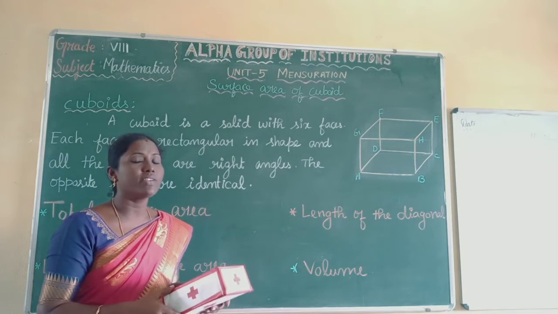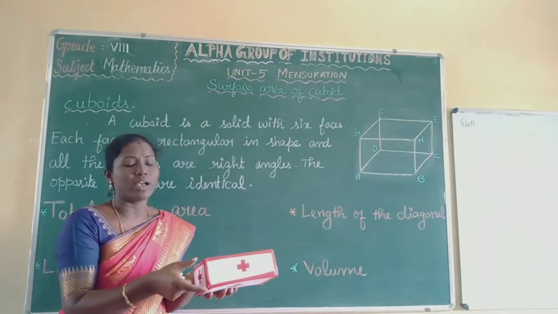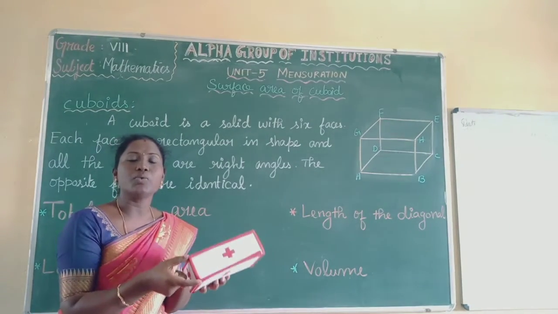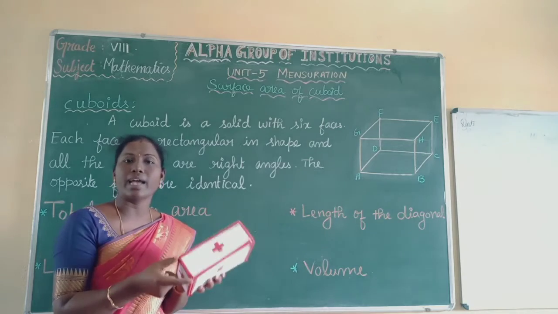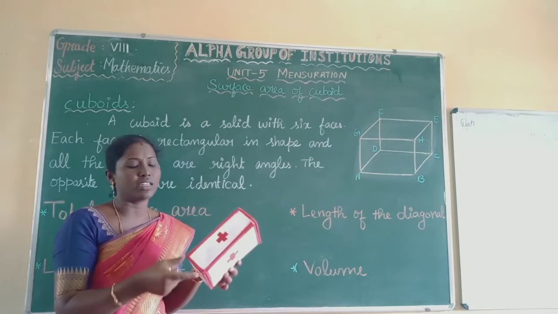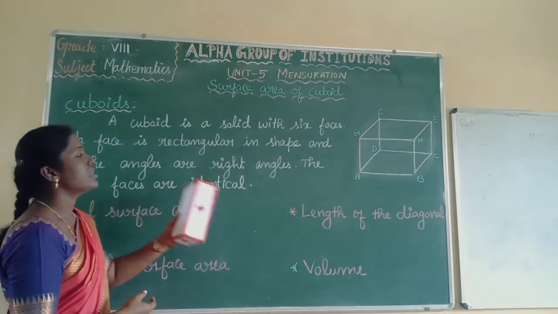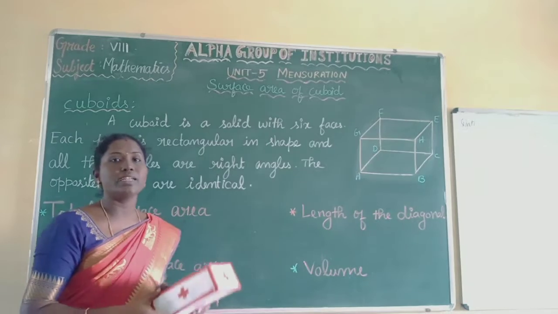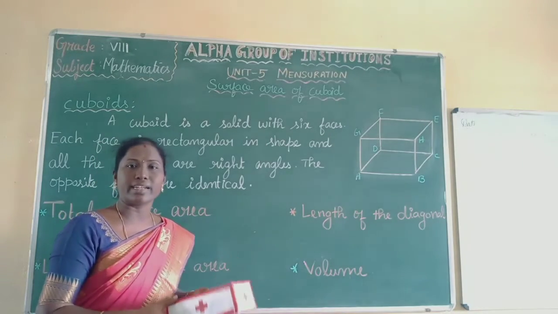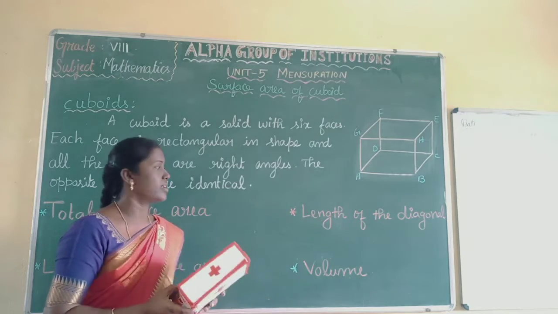In the rectangle we have length and breadth. In the cuboid we have a height. Along with the length and breadth we have the height of the container. See here, I have a container, and here is the height. Every angle is a right angle. We know that in a rectangle all angles are right angles. In a cuboid also, each vertex angle is a right angle.